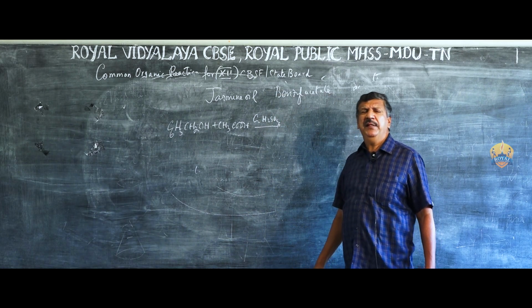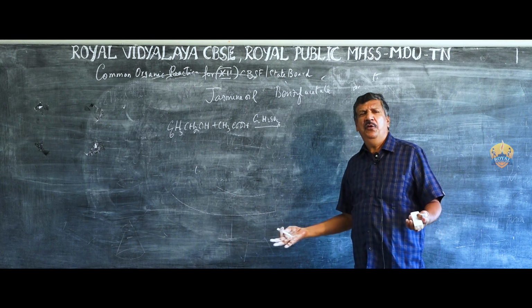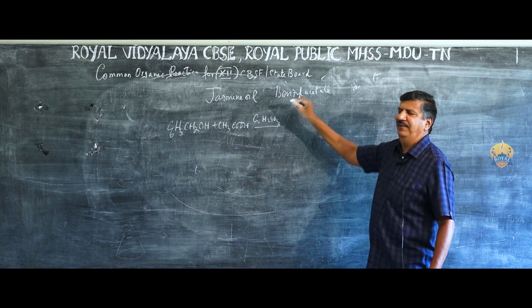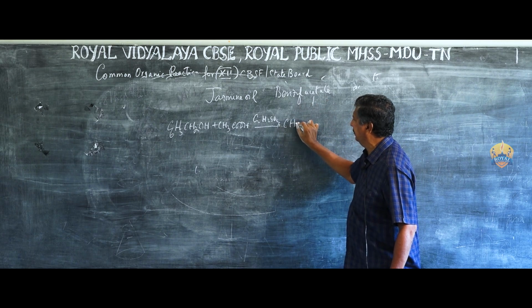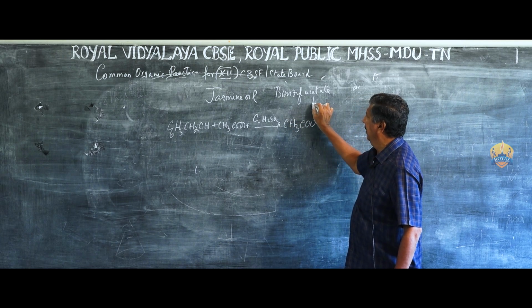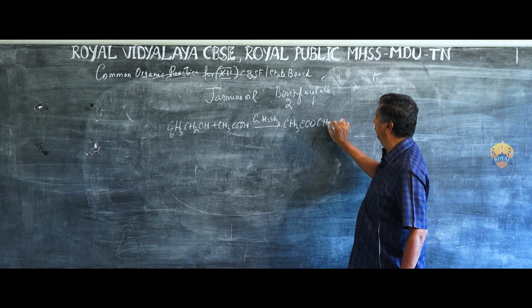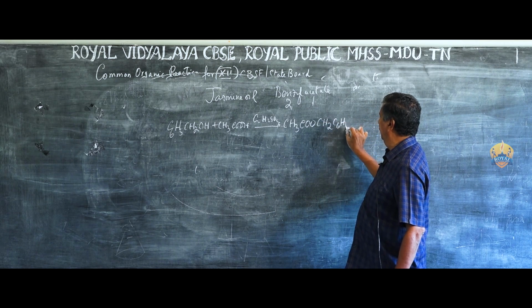Okay, how to write benzyl acetate? Again I told you, you should write in the reverse order. First, you should write the acetate. You first write that, then you write the benzyl. That's all.